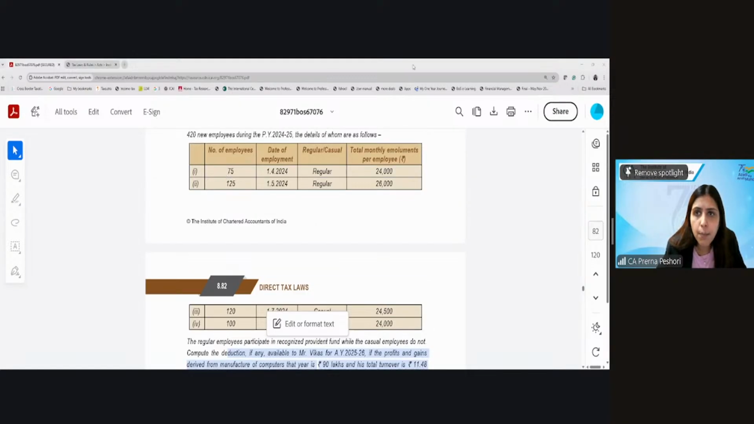What about these 75 employees? Whether for these he will be eligible for deduction? Yes or no? Yes, right? These are employed on 1/4/2024. These are covered by recognized provident fund and their salary is less than 25,000. Right? So this we will cover.